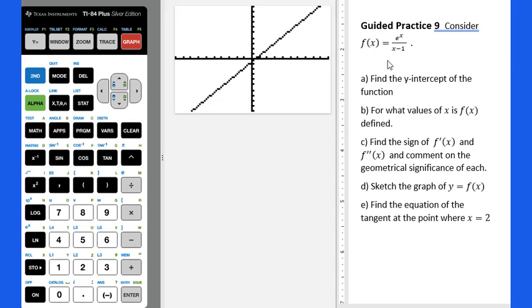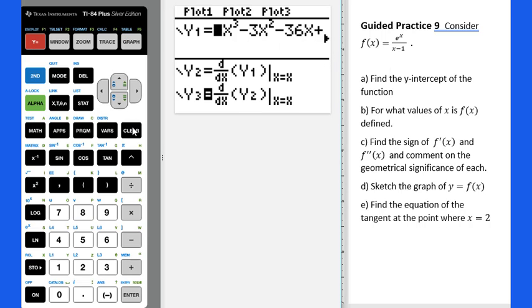Let's go to guided practice 9. Consider f of x equals e to the x power over x minus 1. Find the y-intercept of the function. For what value of x is f of x defined? For the a part, we just need to plug 0 into the function. So we go to y equals, clear y1 only, alpha y equals, enter. We have a second divide, that's e to the x power over x minus 1.